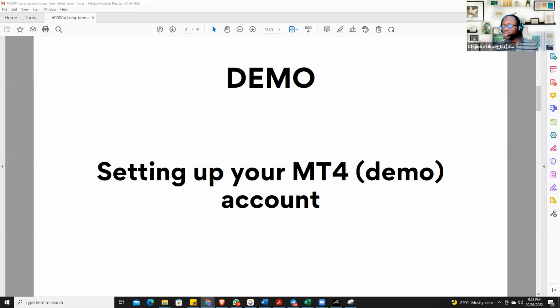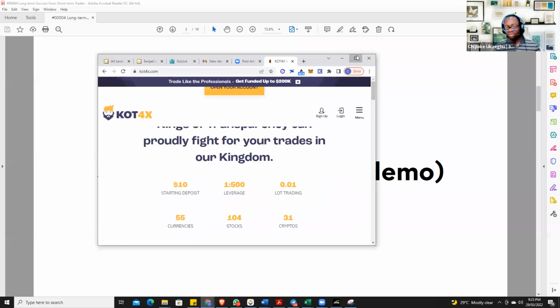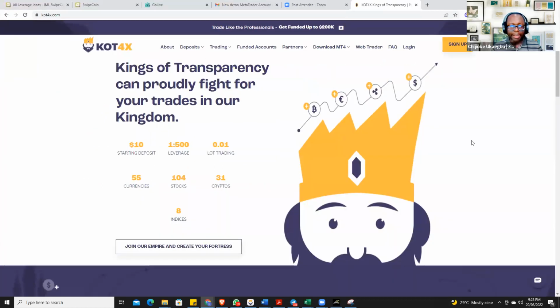All right, so let me show you how to set this up using one of the brokers. Again, remember, you do need to do your research about which one is available for use where you reside. Now, I'll put the link to the website. This is KOT Forex. For the person asking, we'll get the link to you. Give me a minute, everyone.